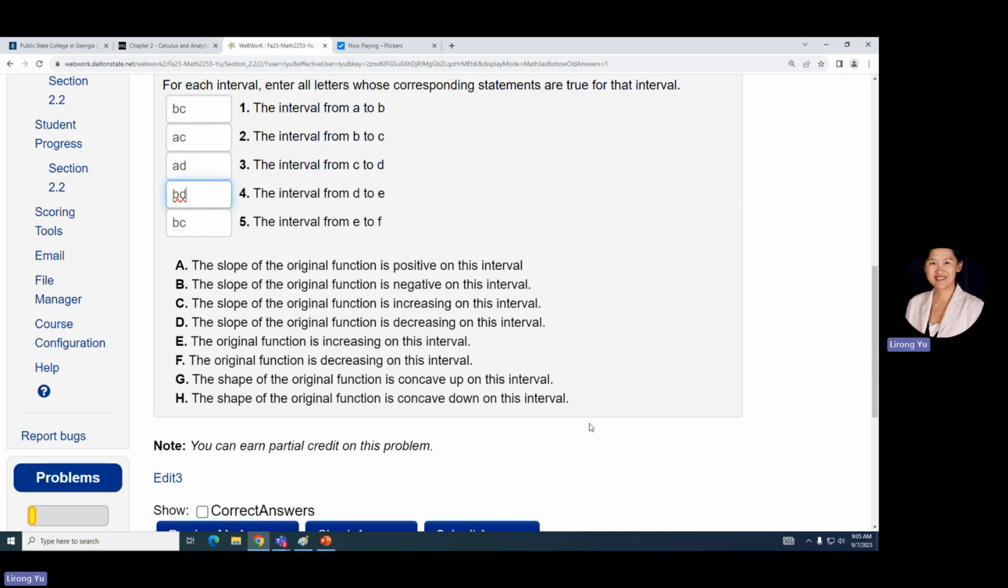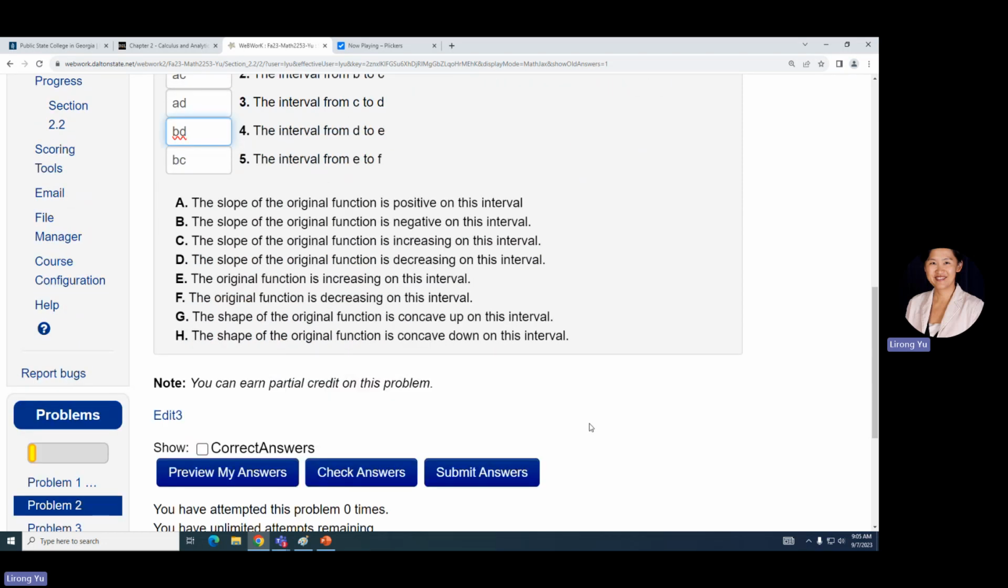The statement afterwards: the original function is increasing on this interval. The original function is decreasing on this interval. So E and F are not talking about the derivative increasing or decreasing anymore. It's talking about the original function. The original function will be increasing if the derivative is positive. So derivative positive, function is increasing; derivative negative, function is decreasing.